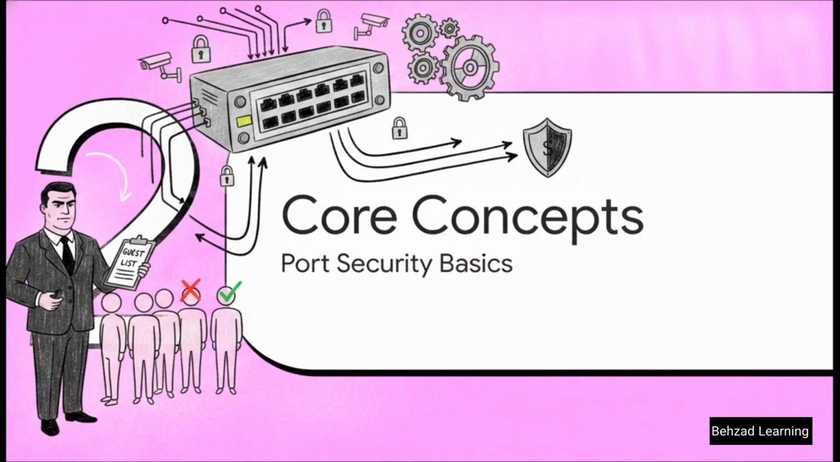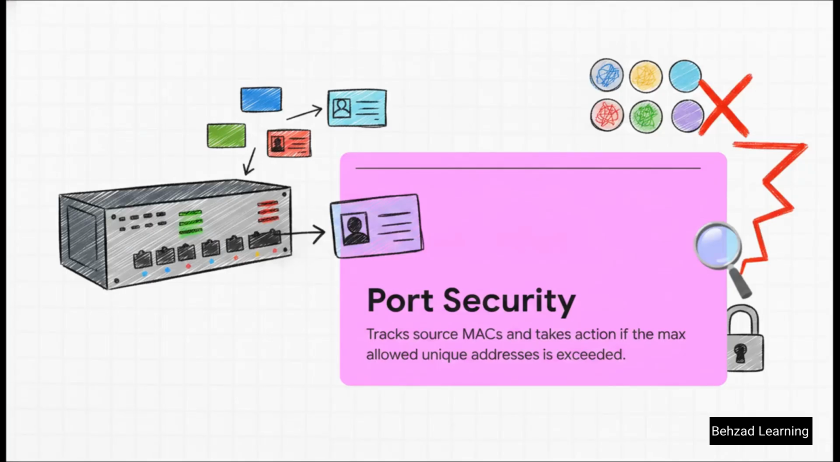Let's look into that in Section 2, Core Concepts of Port Security. Here's the formal definition. Port security is essentially a Cisco switch feature that tracks the source MAC addresses of incoming Ethernet frames on an interface. It then takes a predefined security action if the number of unique MAC addresses exceeds a maximum limit that you've configured.